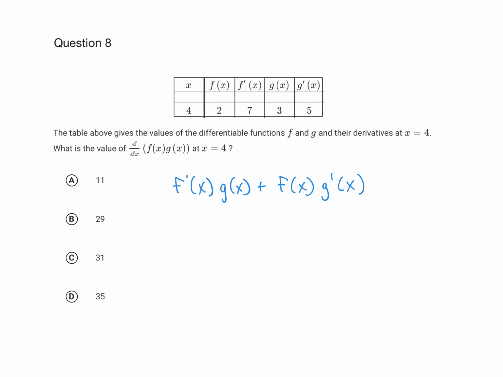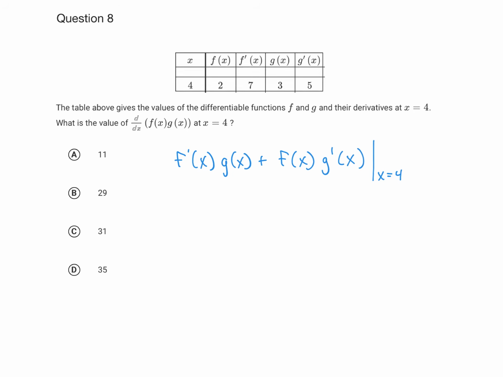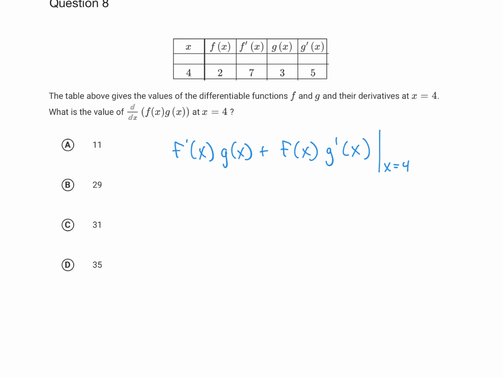Okay, just a little notation thing. Anytime you want to evaluate something, you can put a little line, and then put what you want to substitute into the expression. Usually when you want to evaluate some expression, especially in calculus, I don't know why they do it in calculus more than other subjects, from my experience. All right, and now we just substitute 4 into all these.